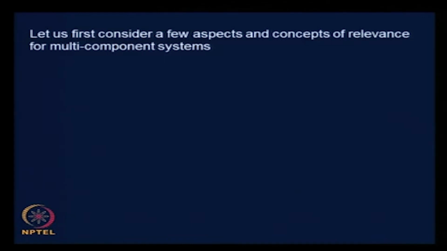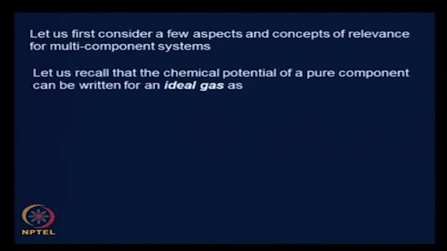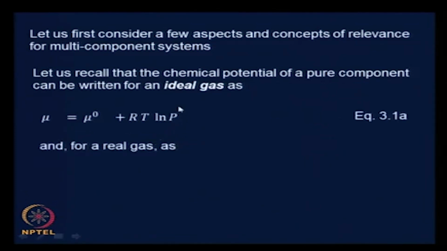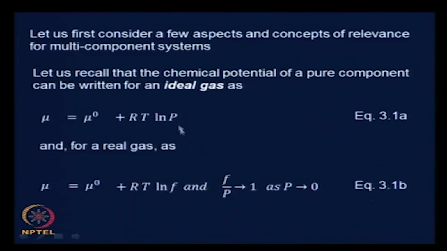We said we will look at some concepts for multi-component systems in this particular module, and we recalled what an ideal gas was in terms of chemical potential: mu equals mu naught plus RT ln P, and for a real gas the P gets replaced with F. Mu equals mu naught plus RT ln F, fugacity, and F by P tends to 1 as P tends to 0. So this is for ideal gas and this is for real gas, pure component. And now what happens if we mix them together?